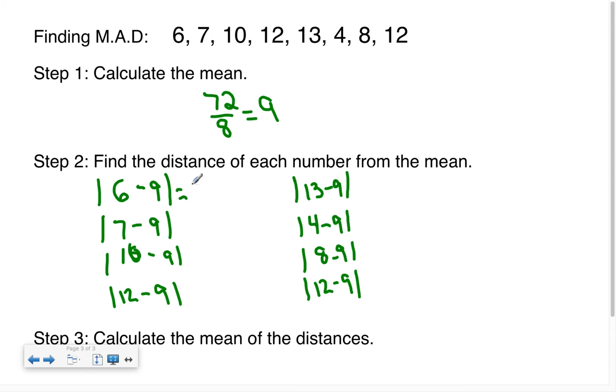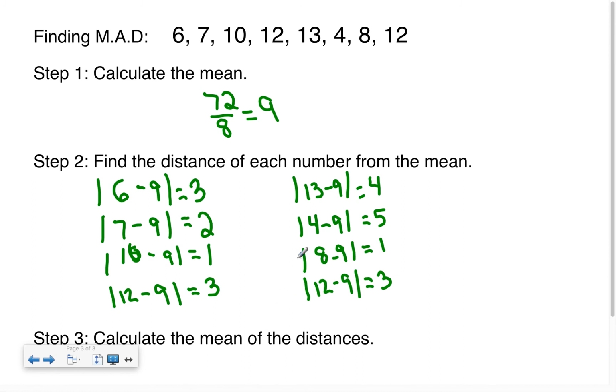6 minus 9 is negative 3. Since it's negative 3, but we're looking at the absolute value, we get a positive 3. 7 minus 9 is negative 2, so it's going to be a positive 2. We're really just seeing how far away all of these numbers are from 9. 10 is only 1 away. 12 is 3 away. 13 is 4 away. 4 is 5 away. 8 is 1 away. And 12 is going to be 3 away. Okay, so we found the distance of each of the numbers from the mean. The mean was 9, we subtracted and kept it positive. These are all the distances.